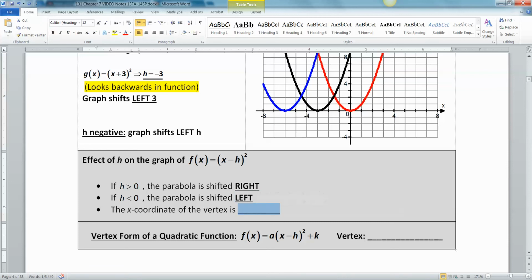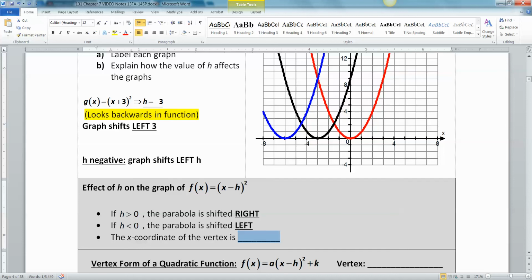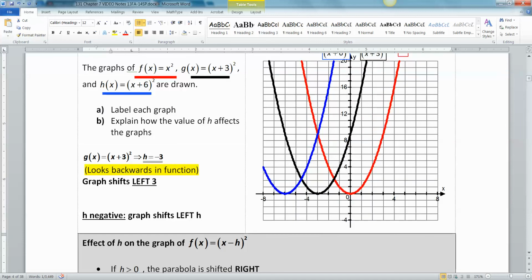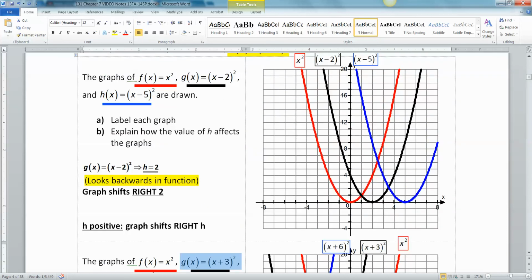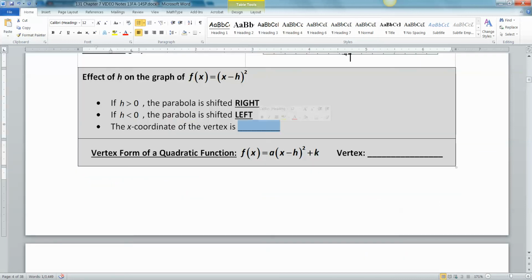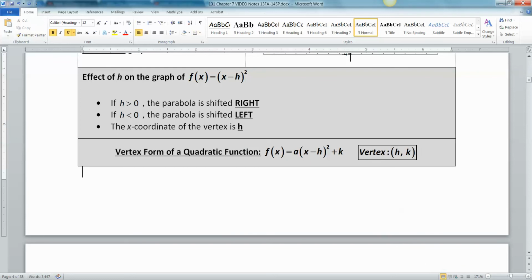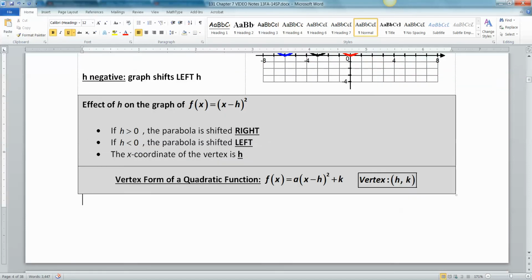The x-coordinate of the vertex, you can see right here. See how it's negative 3, 0, and this one's negative 6. Hey, look, because h was negative 6 on that one. H is negative 3 on that one, so that's why it's at negative 3. Up here for this one, it's at 5 for that blue one. That's because h is 5 for that blue graph. So your x-coordinate is h, which means you now know your vertex. Your vertex is always h, k. And that's such an important idea that I put a little box around it. Vertex is h, k for sure.